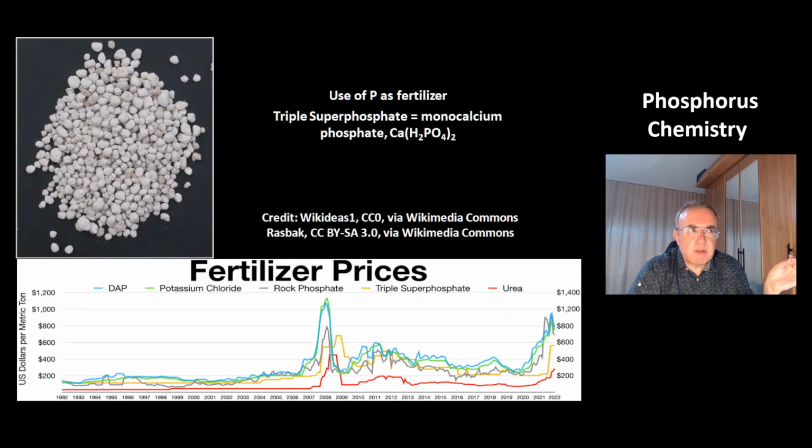This is one important use of phosphorus. That's as fertilizer. At the left, that's a picture of triple superphosphate. This is monocalcium phosphate, CaH3PO4. And at the bottom, you can see the development of the fertilizer prices in recent years. Triple superphosphate is here at recently 600 US dollars per metric ton. And you can see that in recent months, the prices went up. For fertilizer, you need a high content of phosphate, and the fertilizer needs to be soluble in water. And the triple superphosphate fertilizer meets both these requirements.